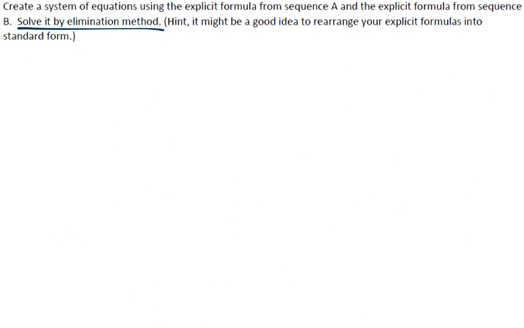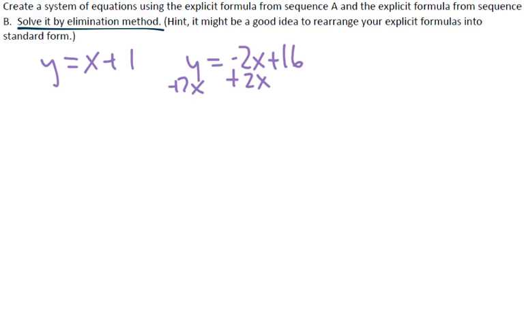So once again, we've got y equals x plus 1 and y equals negative 2x plus 16, which, if I wanted to, I could leave it like that. But this mentioned putting it in standard form, so let's just do that. So if I add 2x, I'd get 2x plus y equals 16. If I subtracted an x, I'd get negative x plus y equals 1. So then I line them up, right?